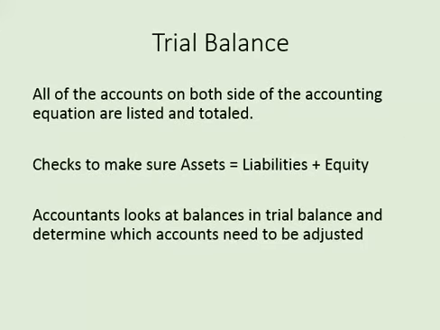And by the way, what we use as a reference in determining the amount of our adjusting entry is the trial balance. And that's where we list all of the accounts on both sides of the accounting equation, and we make sure that all of the asset accounts equal the total of the liability and equity accounts. And then accountants look at the balances in the trial balance to determine which accounts need to be adjusted. So accountants would look at the supplies account, for example, to determine the adjusting entry for supplies.